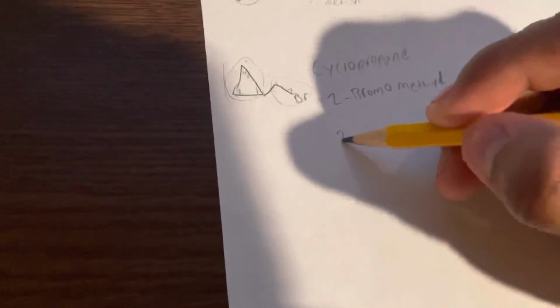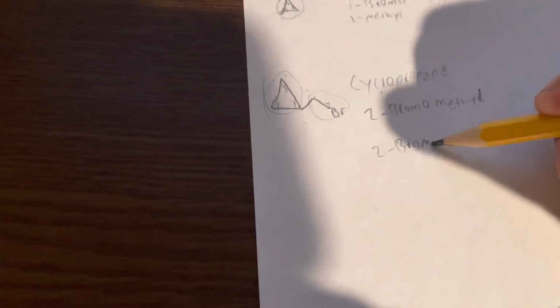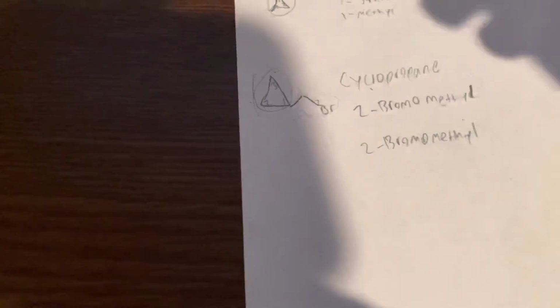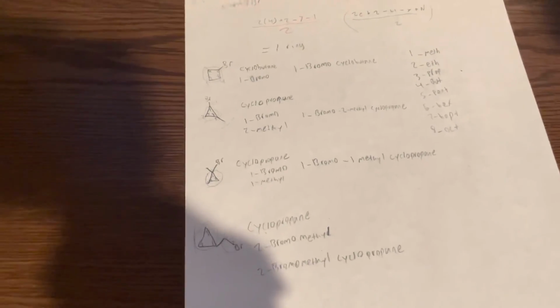So this is going to be 2-bromo methyl. And that's it for that naming. It's going to be bromomethylcyclopropane. And that's going to be our 4 constitutional isomers.